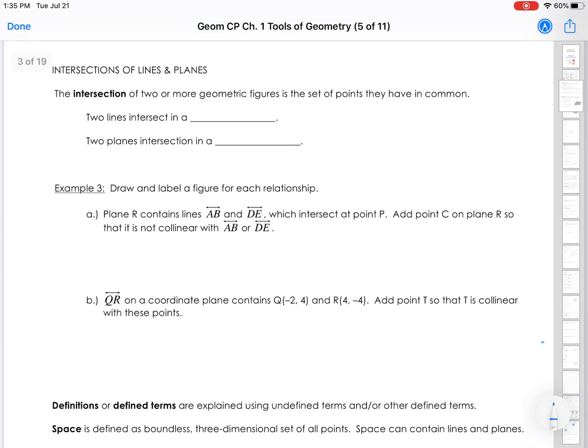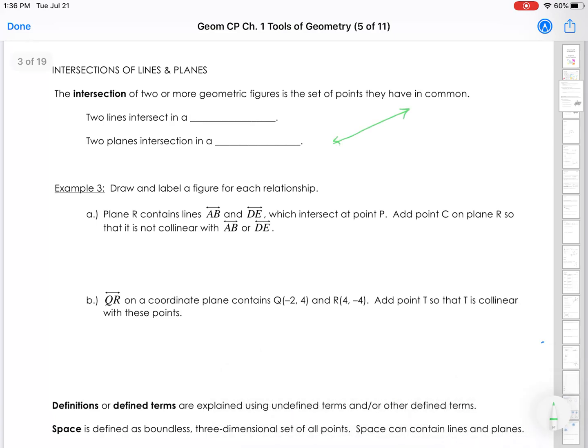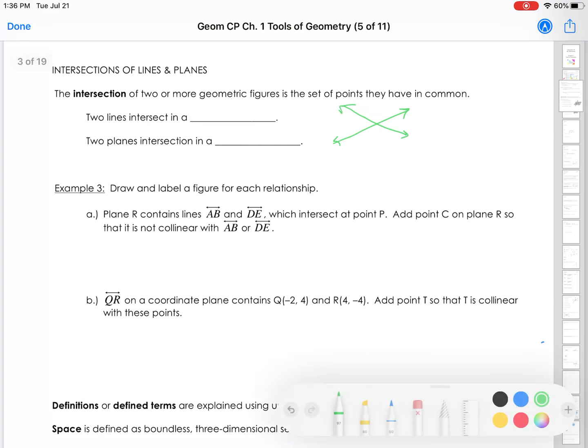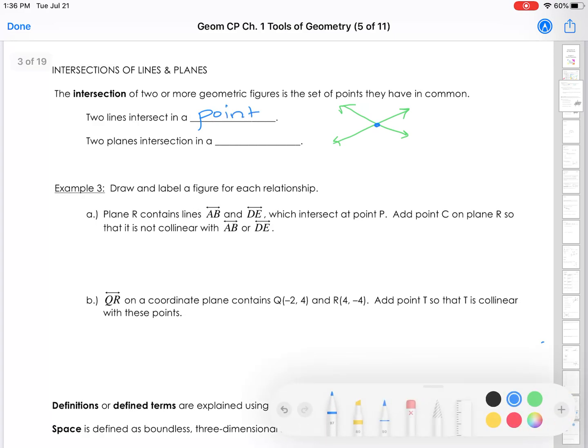When we intersect lines and planes, they form specific things. The intersection of two or more geometric figures is the set of points that they have in common. If I have two lines and they intersect, this should be familiar from Algebra 1, right? If we put two lines on a graph, their intersection is at a point. So two lines intersect at a point.